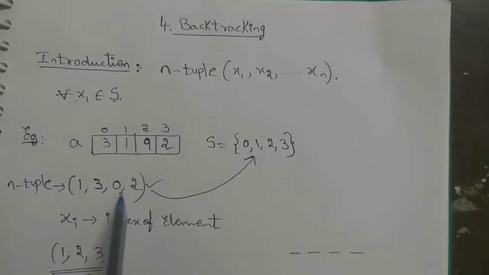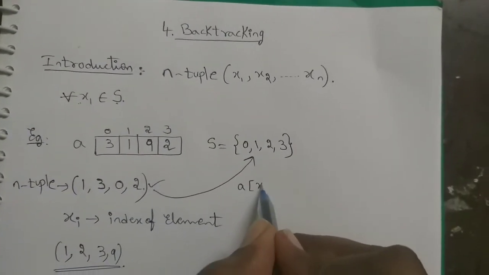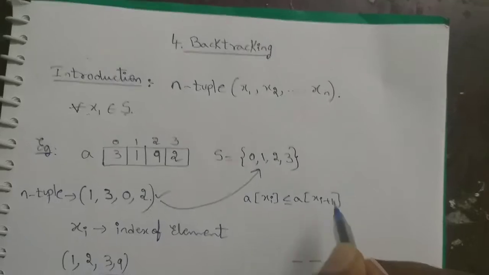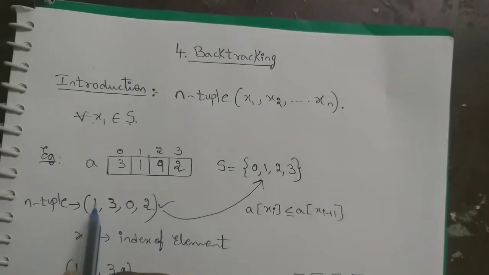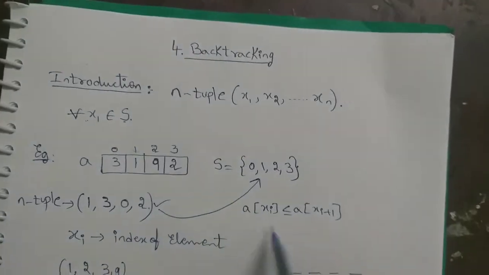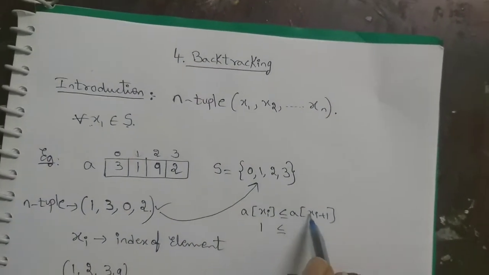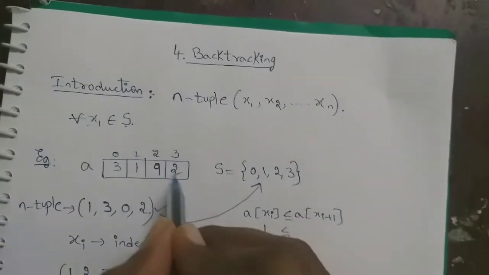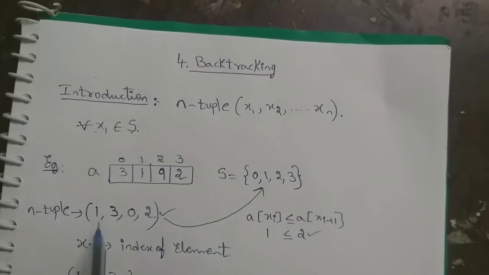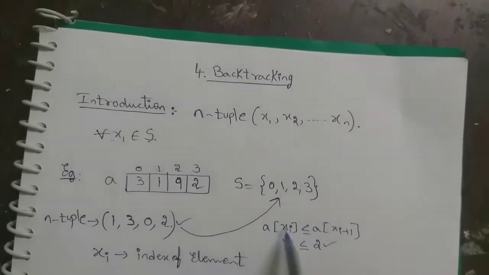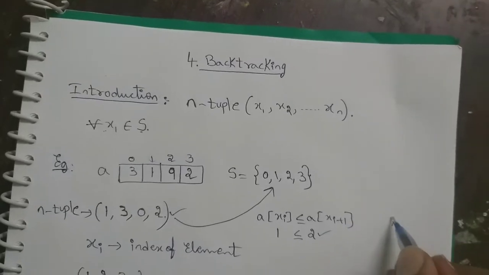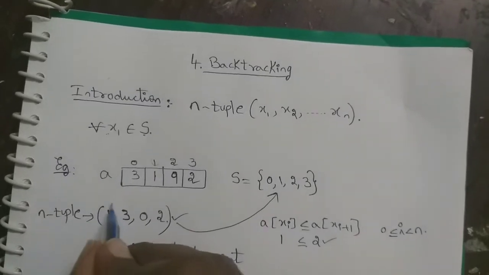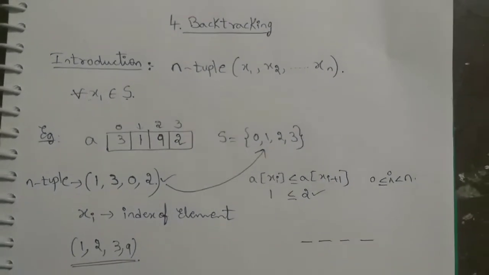What is the constraint we have used here? Here a of xi should be less than or equal to a of xi plus 1. It means here xi is index 1, and a of xi is 1. 1 is less than or equal to a of xi plus 1. What is xi plus 1? It is index 3, and a of xi plus 1 is 2. It is correct. That is the reason it is allowed. The constraint we used here is that a of xi should be less than or equal to a of xi plus 1 for all i greater than or equal to 0 and less than n. Starting from the a of 0 position, we should check it like that, right?